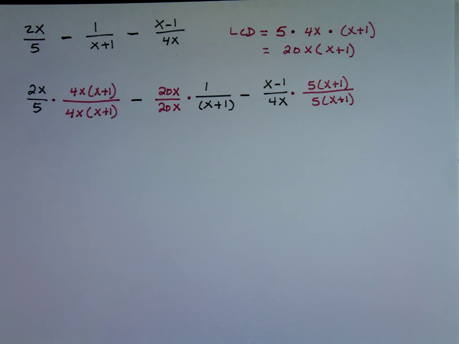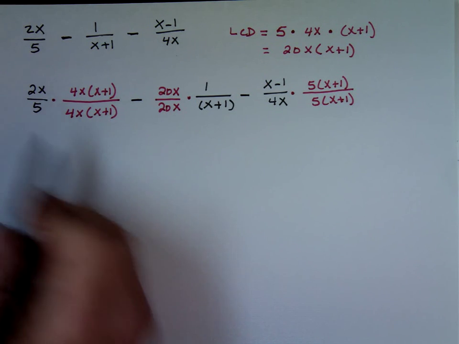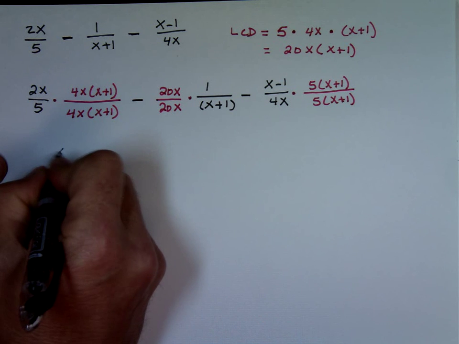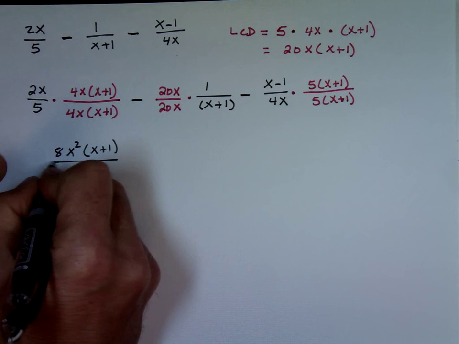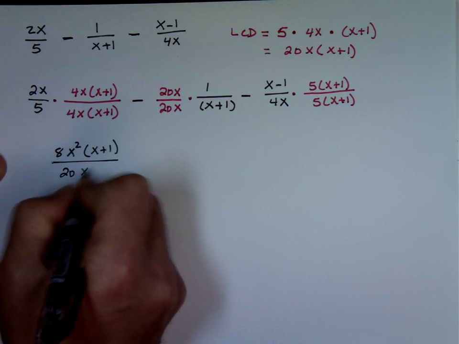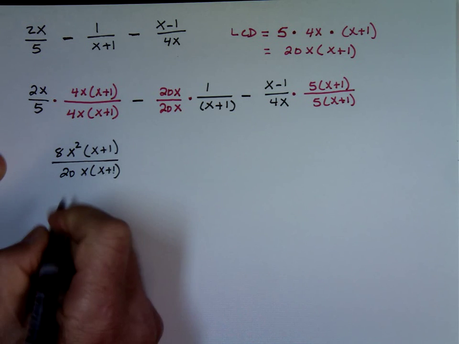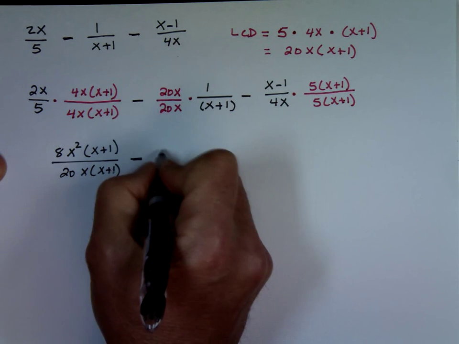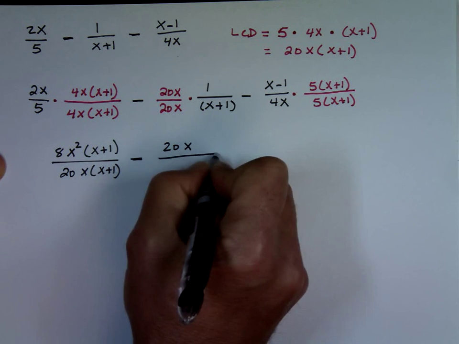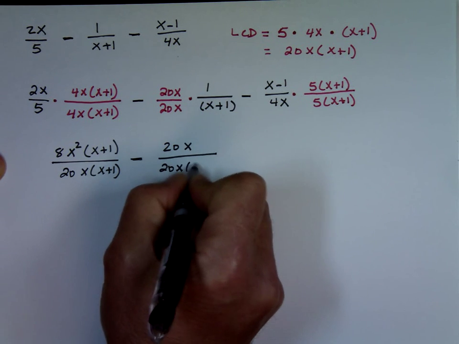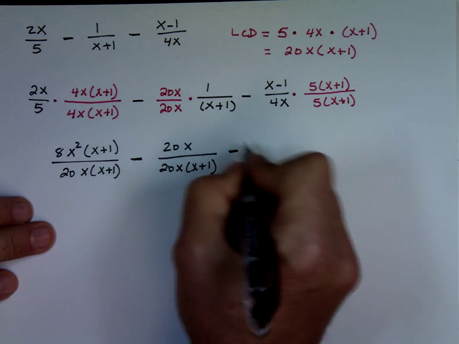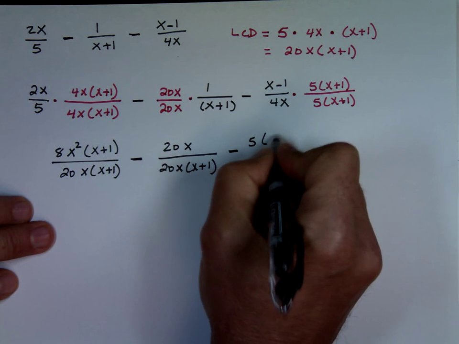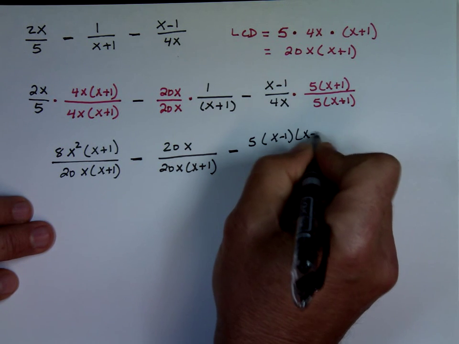And now let's multiply. What's 2x times 4x? That's 8x squared times x plus 1 over 20x times x plus 1. 20x times 1, 20x over 20x times x plus 1. 5 times x minus 1 times x plus 1, or 20x.